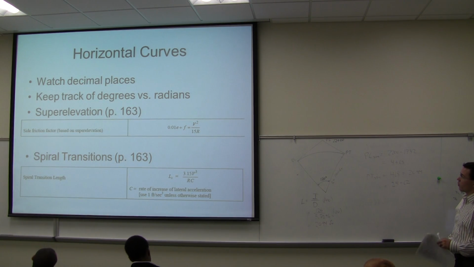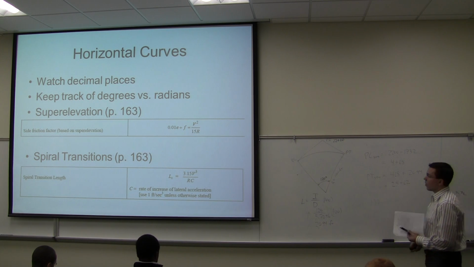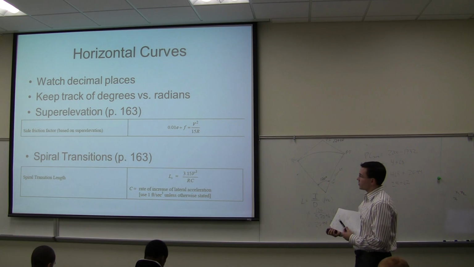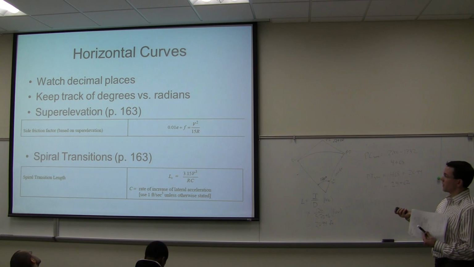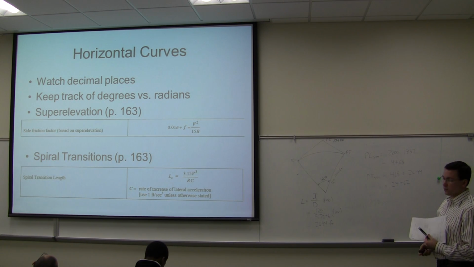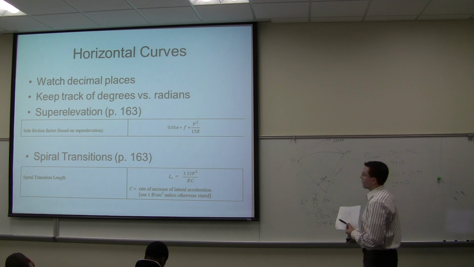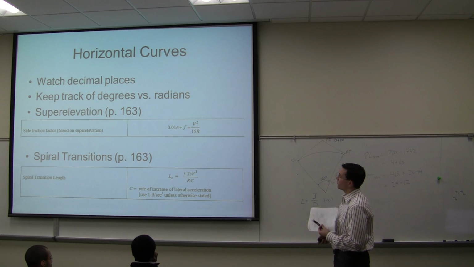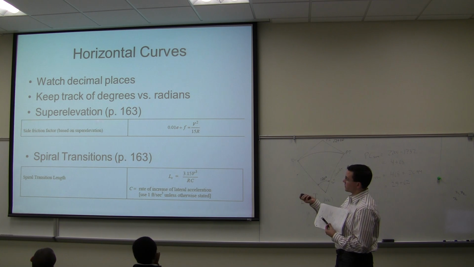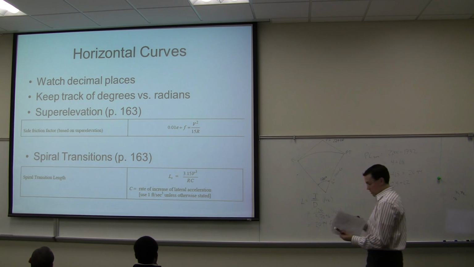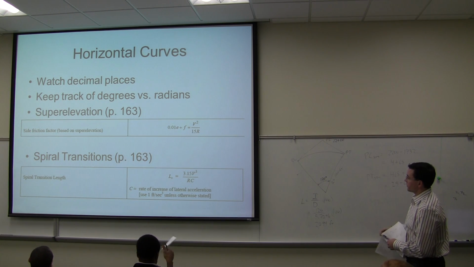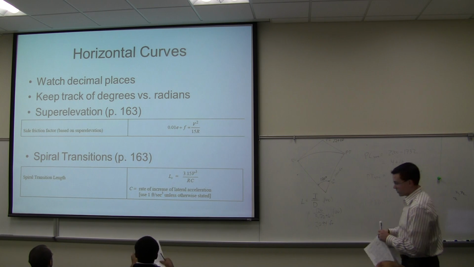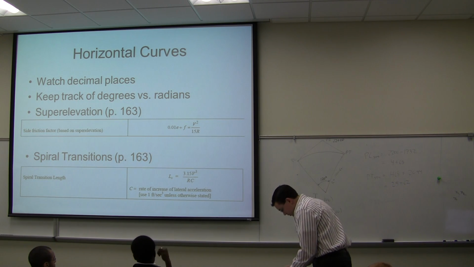So the other pieces of horizontal curves are the superelevation. I don't know if that's as big of a deal with degrees versus radians, but you're going to be using trig functions, so make sure you're in the correct mode. But superelevation, you get this section. This should be on page 163, on that front page. This is for designing superelevation.